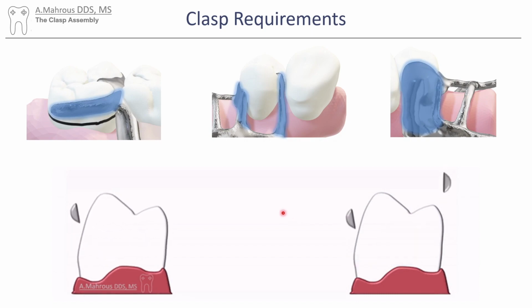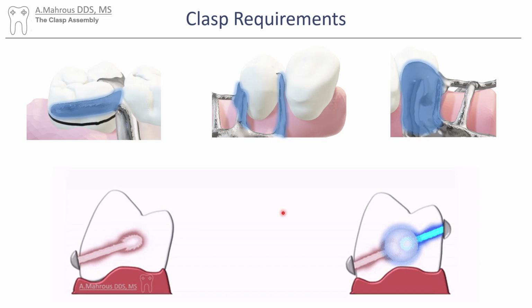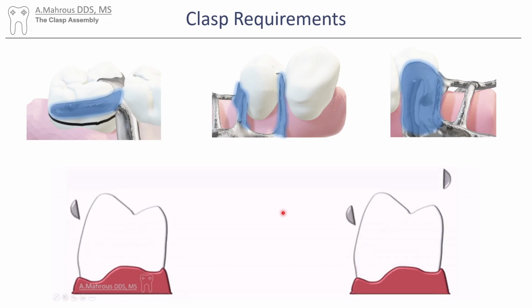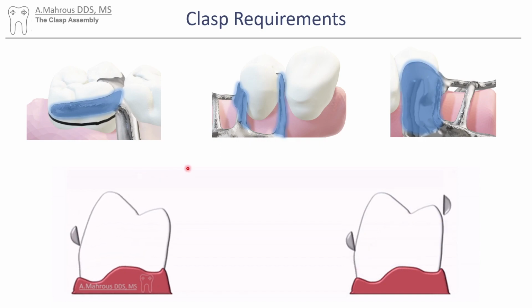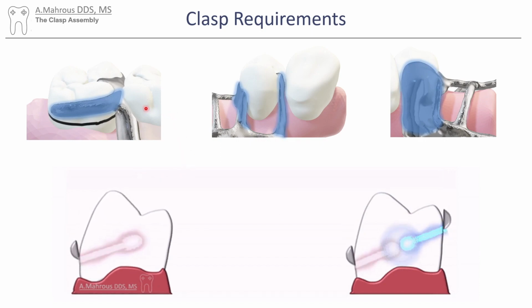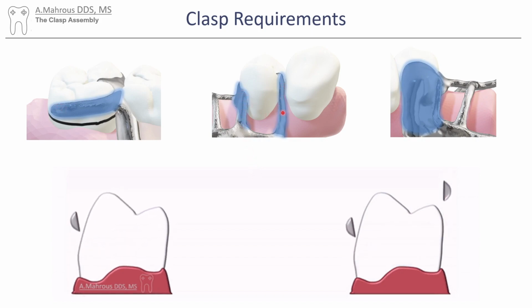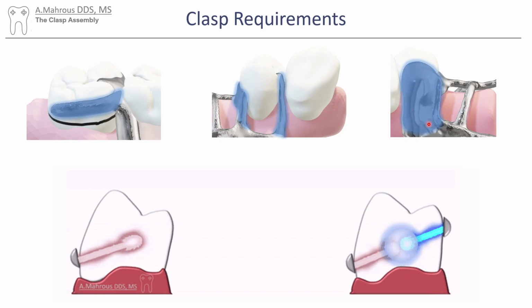Reciprocation can be provided in a variety of ways. However, usually a rigid component of the metal framework is needed to reciprocate forces by the retentive arms. Those rigid components can come in the form of a rigid reciprocal arm, a combination of proximal plate and minor connector, or a lingual plate.